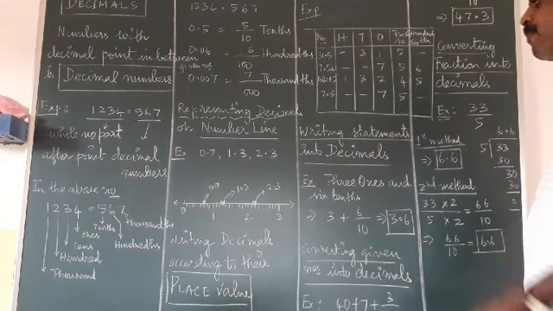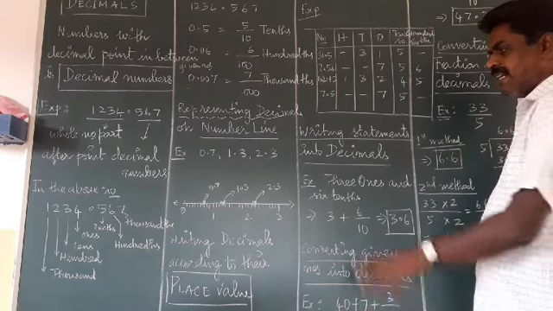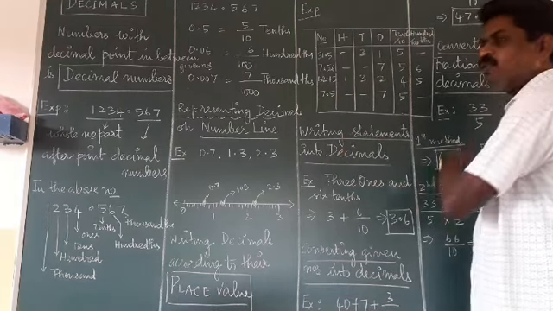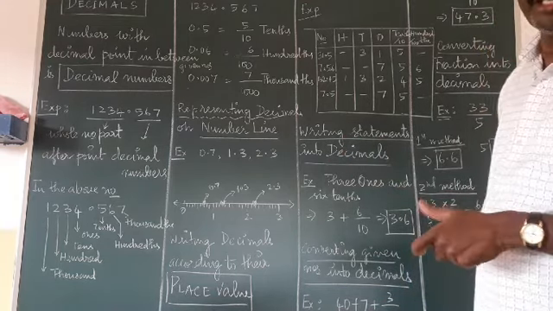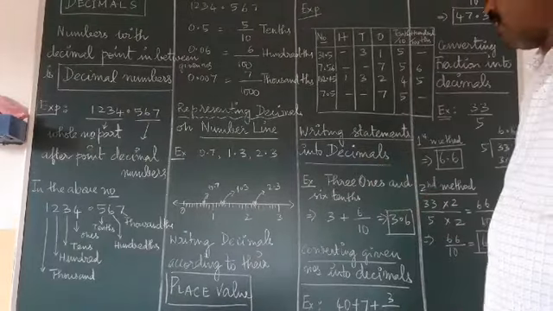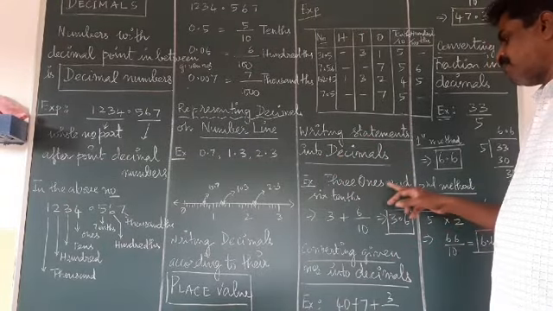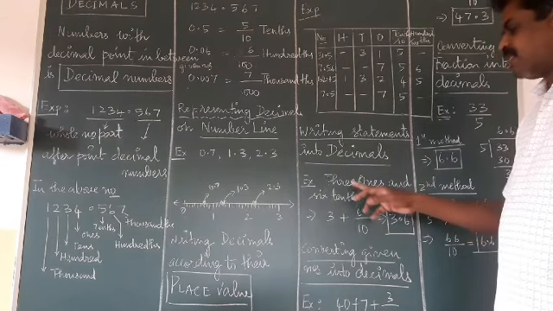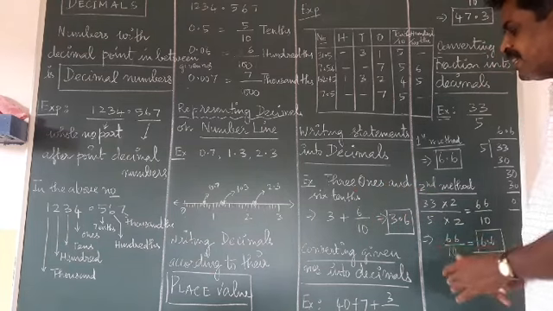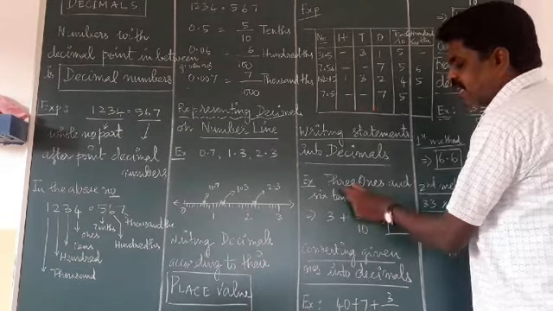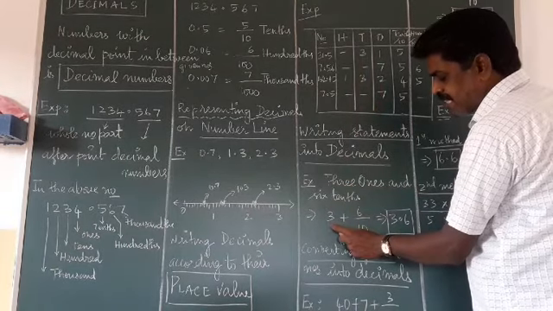And the next step, what are you going to study in decimals? Writing a statement as a decimal. They will give it in words and you have to convert it into a decimal. A simple example I have taken: 3 ones and 6 tenths. 3 ones and 6 tenths. 3 ones means what? 3 in the 1's digit. So only 3 is there.